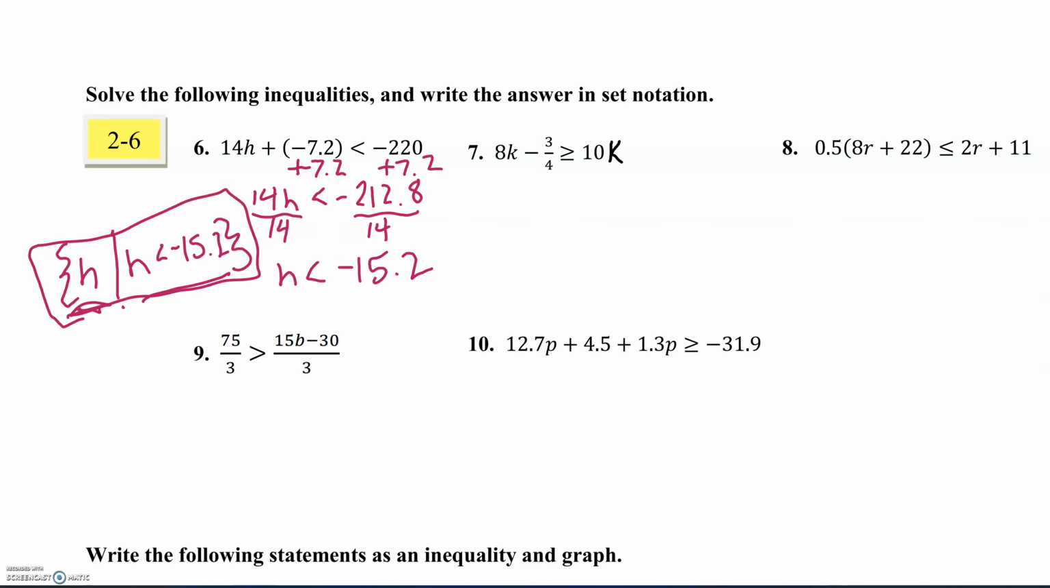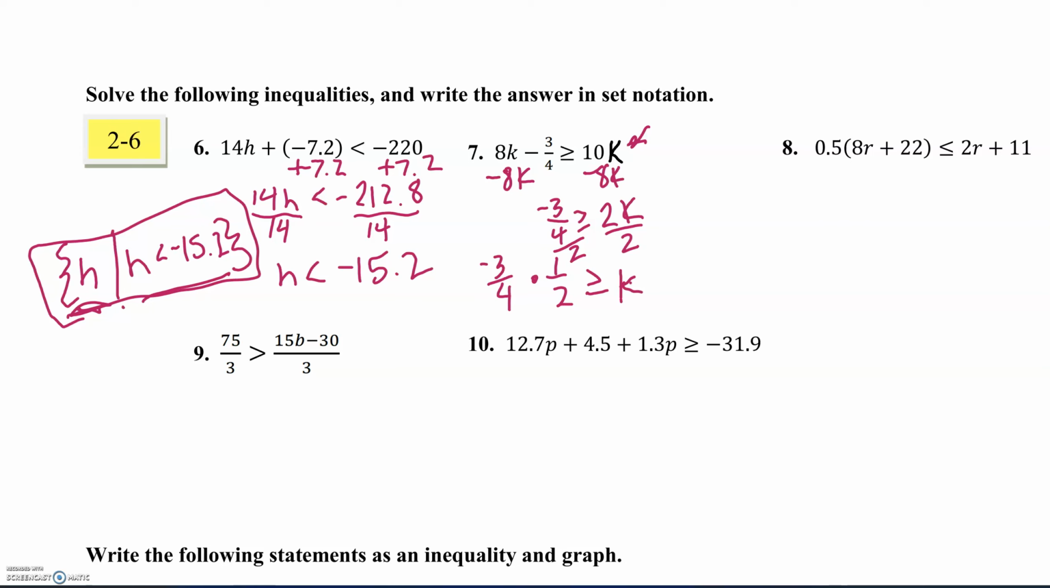Okay, number 7, I had a typo, so you'll notice I wrote in the k right there, but it should be 8k minus 3/4 is greater than or equal to 10k. So I'm going to get all my k's on the same side. Subtract 8k. I'll have now negative 3/4 is greater than or equal to 2k. Now I'm going to get rid of that positive 2 by dividing by 2. Negative 3/4 divided by 2 is the same as timesing by 1/2. Now again, I didn't divide by a negative number, so I can keep my inequality going the direction it already was.